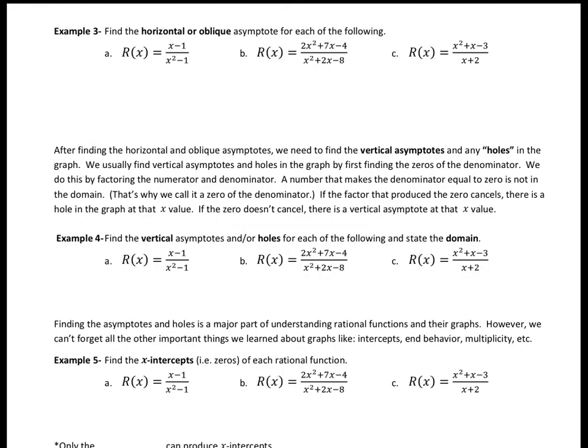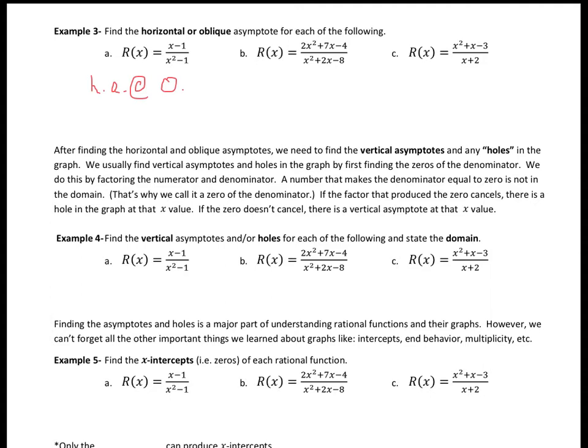Okay, so example 3 here now, we want to find our asymptotes. Or just in this one, we want to find the horizontal or oblique ones. So part A, these are ones we just dealt with. So we have a horizontal asymptote at 0, or you can say at y equals 0, because the degree on the top is smaller.